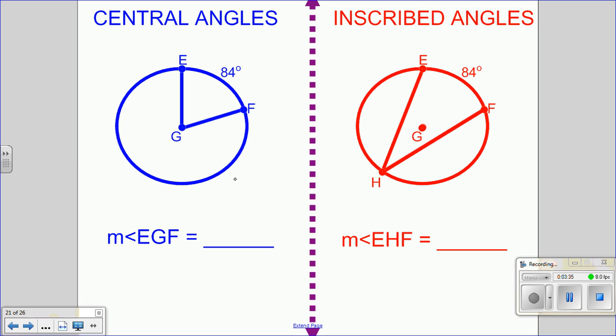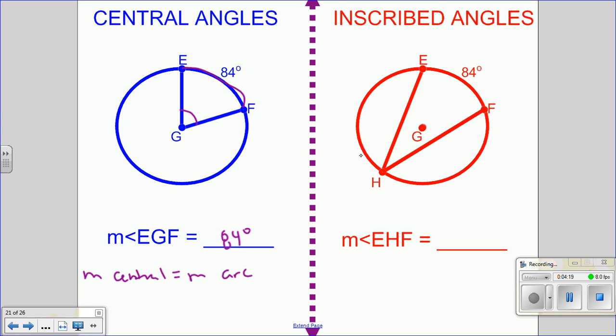Now, on day 1, when we first introduced arcs and central angles and things, we were told that the central angle and the arc that is formed by the central angle will have the same measure. And that's still a true fact. So on this angle here, angle EGF, if I want to look for its measurement, it's going to be the same as the arc. That arc we're referring to is arc EF. So the measure of angle EGF is also 84 degrees. So again, the measure of central angle will equal the measure of the arc.